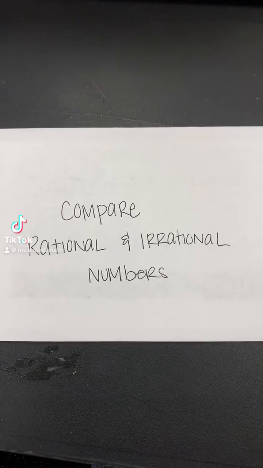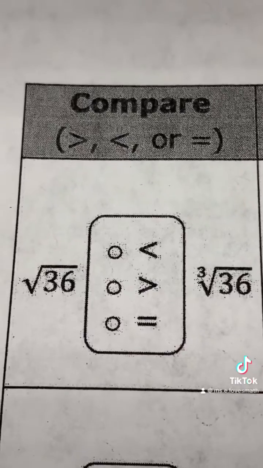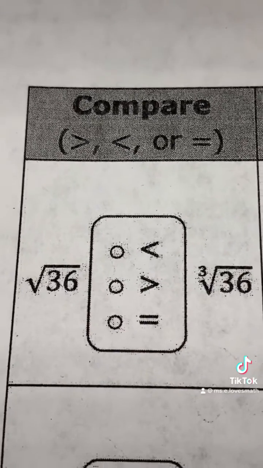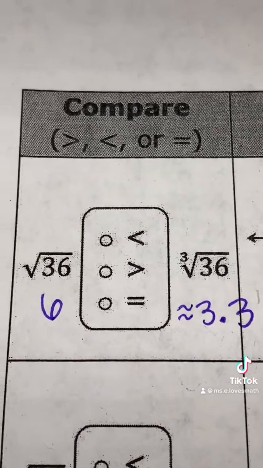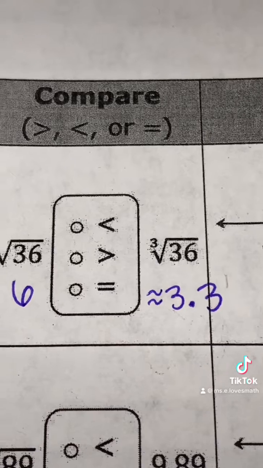Comparing rational and irrational numbers. The first two numbers we're going to look at are the square root of 36, and we want to compare it to the cube root of 36. The square root of 36 is 6, and the cube root of 36 is approximately 3.3.